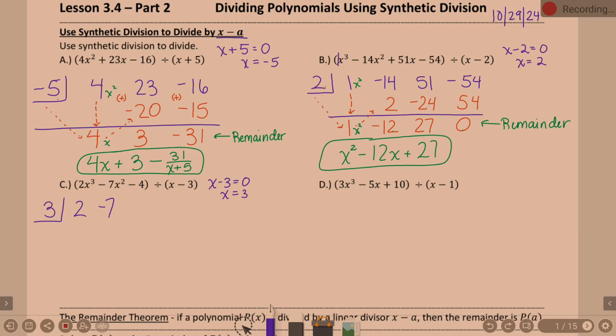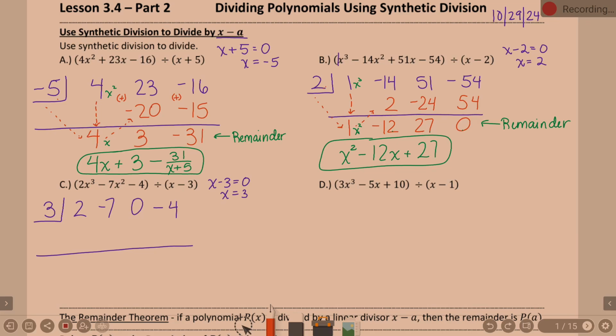No, so what am I going to put? A placeholder 0 again. Even more important than yesterday, because I don't have x's to work with here, right? So you need those zeros in. So that 0 represents x to the first. What comes after an x to the first term? A constant. Do I have a constant? Negative 4. So 2, negative 7, 0, negative 4. I'm going to leave room for a row of numbers and draw my line.